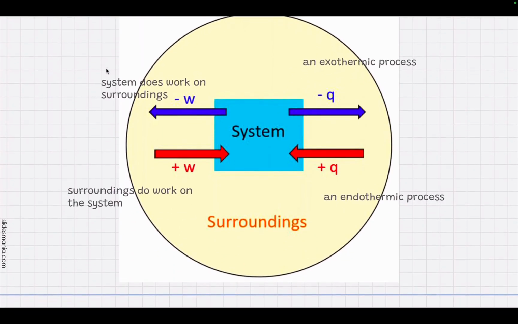So the work is going to be negative if the gas is expanding. It's going to be doing work on the surroundings. And work is positive if the substance is being compressed, and it doesn't have to be a gas either. It could be transitioning from a gas to a liquid, but if it is being compressed, then work is being done on it.